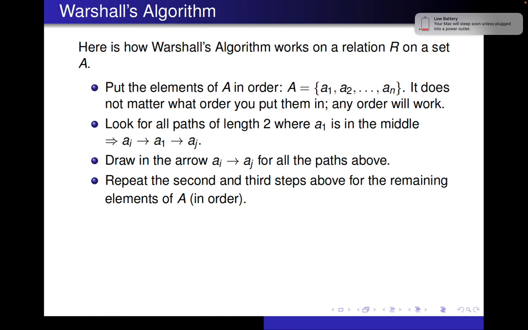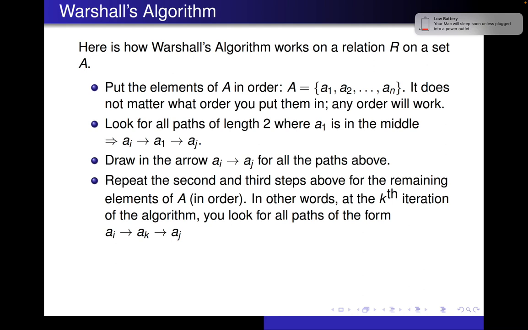Next step is we're going to do exactly the same thing to A2, right? We're going to go to A2, find all the paths of length 2 where A2 is in the middle. We're going to have AI to A2 to AJ, and then draw all the arrows between those AIs and AJs for length 2, and we're going to keep on going for the rest of them. We're going to do the same for A3, the same for A4, all the way out to AN.